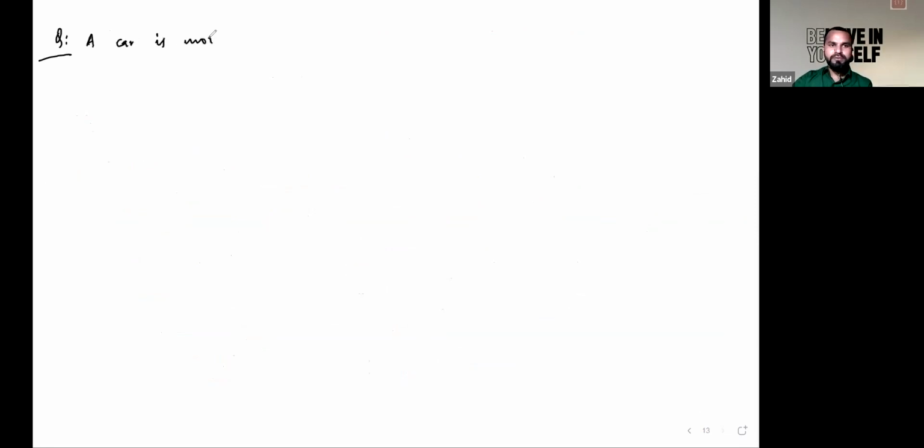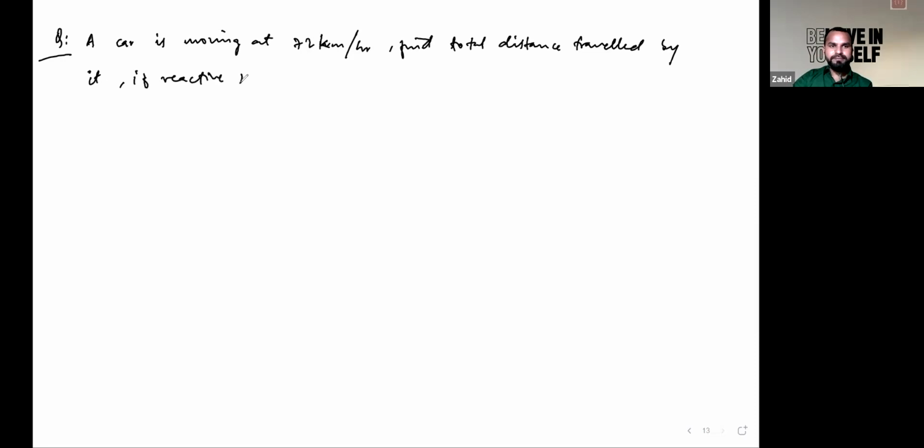A car is moving at 72 kilometers per hour. Find the total distance traveled by it if the reaction time of the driver is 0.5 seconds and the deceleration by brake is 2 meters per second squared.